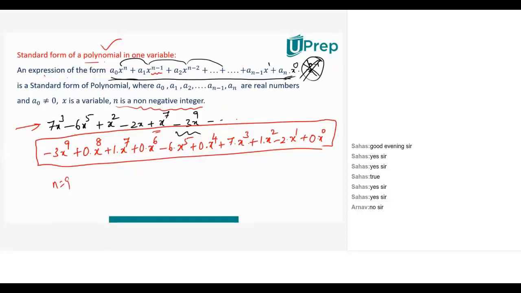Now standard form should begin with the highest power and end with a constant. Is that clear to all? Now why I am giving importance to this standard form so much is, unless I know standard form, you cannot perform one operation in math, that is division.